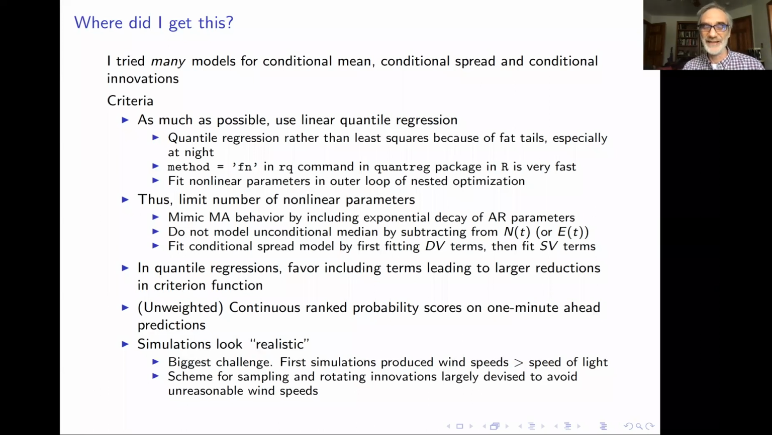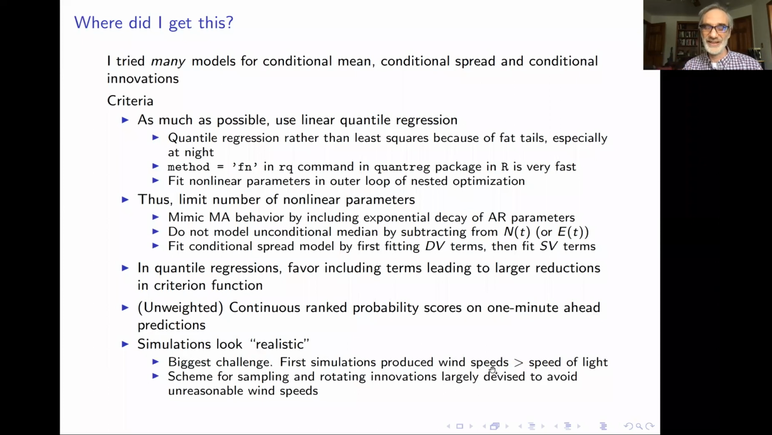That's a standard way of evaluating predictions. But once I did all these things, I also simulated under my model, and I tried to look at whether the simulations look realistic. So literally the first model that I fit, I decided, well, that doesn't look too bad. Maybe I'll try running it in simulation mode. That model literally produced wind speeds larger than the speed of light. Not just larger than the speed of sound, but larger than the speed of light. That sounds embarrassing, but in fact, for 1 minute ahead prediction, that model wasn't too bad.